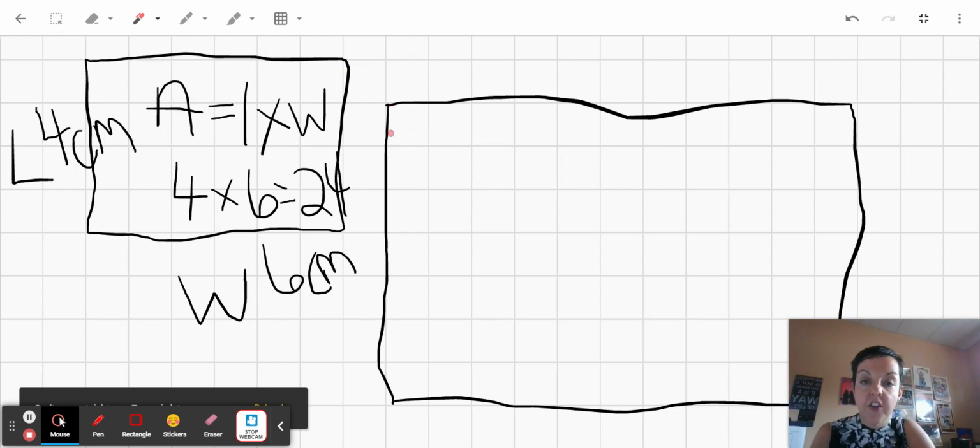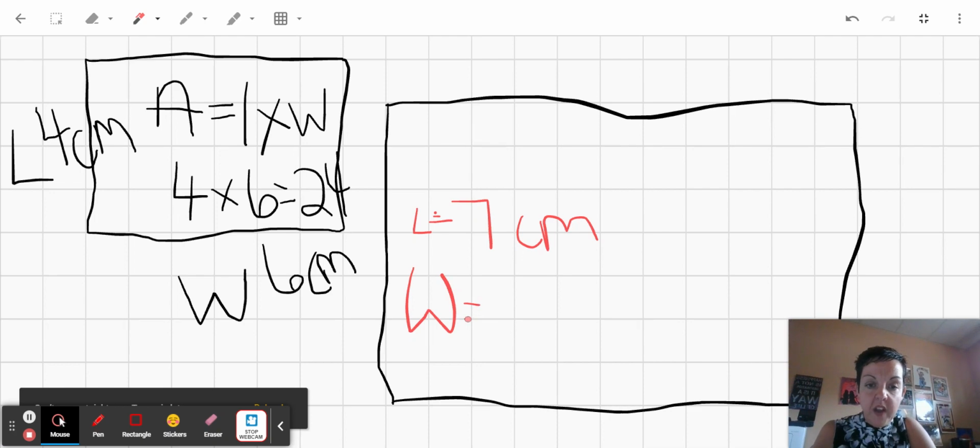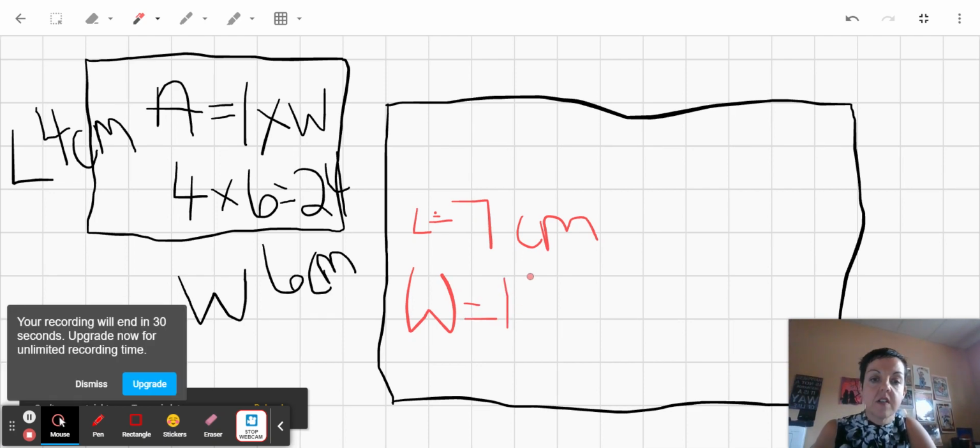Okay, so let's look. We have to find our length. So let's go: 1, 2, 3, 4, 5, 6, 7. So the length is 7, and we're going to say 7 centimeters. And again, I'm not very good at writing it. I'm learning. And then the width of it is going to be 1, 2, 3, 4, 5, 6, 7, 8, 9, 10, 11. So the width of our rectangle here is 11 centimeters.